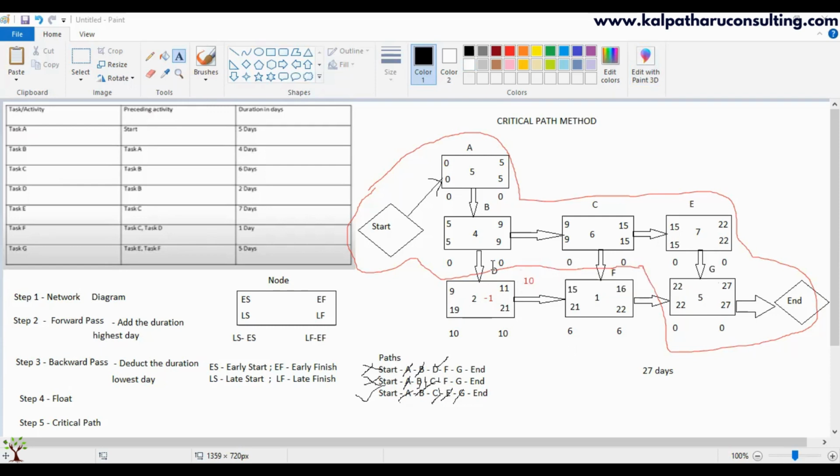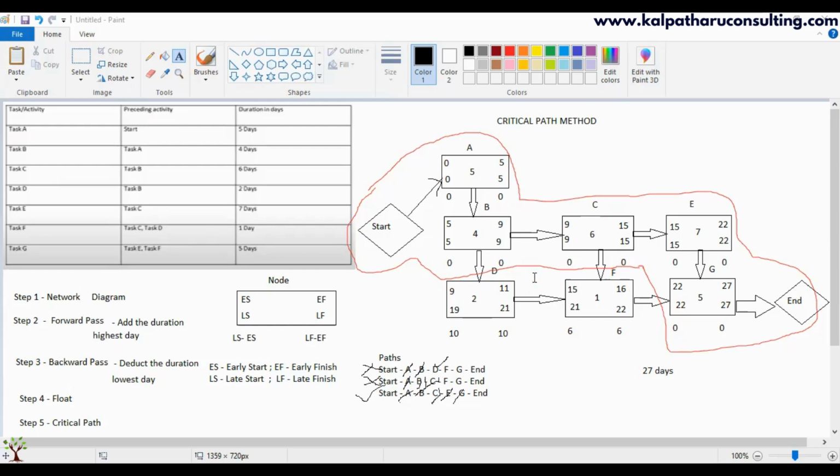So if I'm going to complete D by the 10th, keep it aside. What is the next activity after D? F. When am I going to start F? The 15th day, from C. If D is going to be complete on the 10th, I cannot start F on the 10th. It is of no use because C has to complete on the 15th day. Even if D completes on the 10th day, F can only start on the 15th day, because we start F after C. You see that?